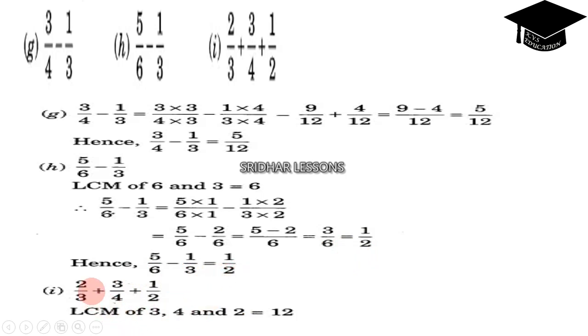Next problem is 2 by 3 plus 3 by 4 plus 1 by 2. Here we have three fractions. So the LCM for 3, 4 and 2 is 12.